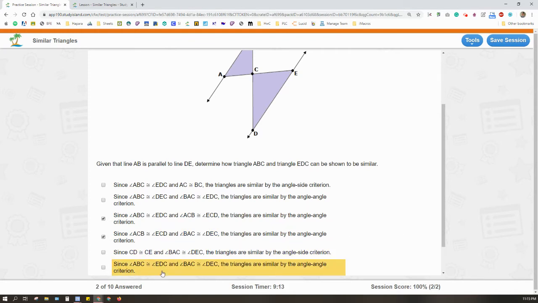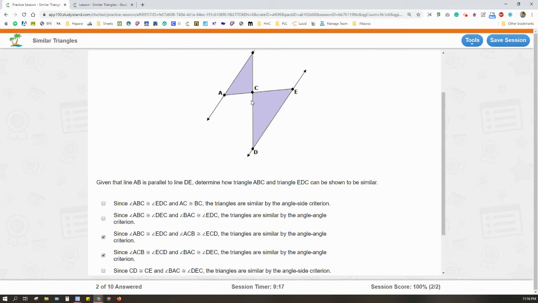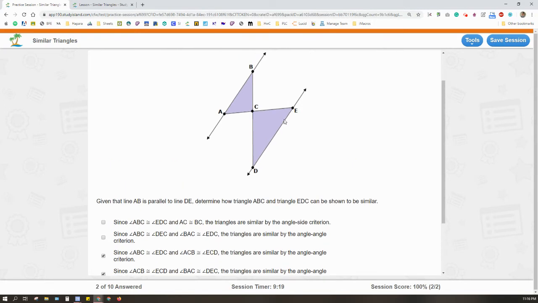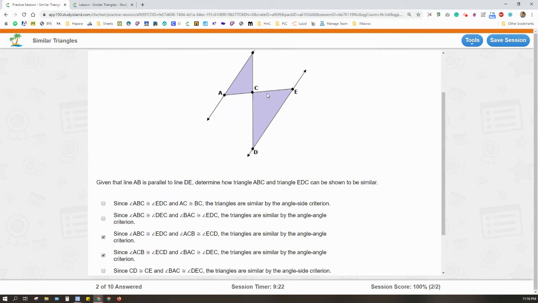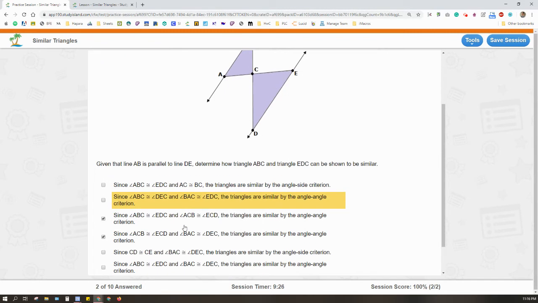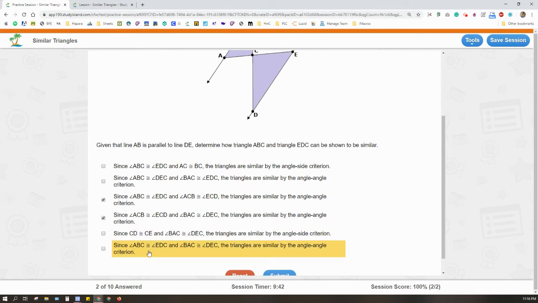All right. Next one, since CD is congruent to CE, okay, is CD congruent to CE? We have nothing that says that. And again, you're relating one side of a triangle to another side of itself. That doesn't help us at all. And BAC is congruent to DEC. The triangles are similar by angle side criterion. No, that doesn't make sense. There's no way that you can do this problem by relating one side of a triangle to itself and not mentioning the sides of the other triangle. So that's wrong.